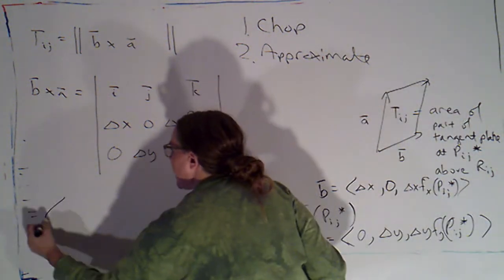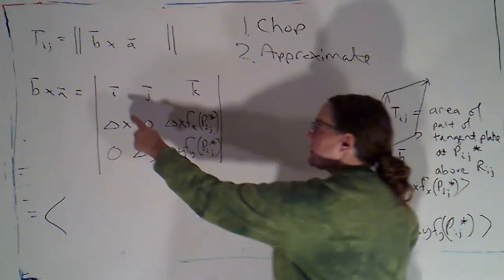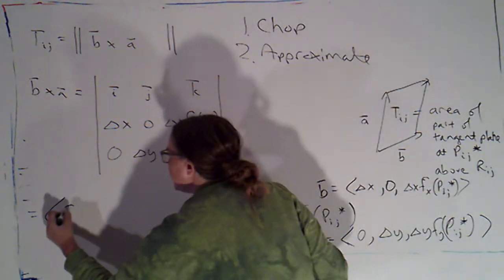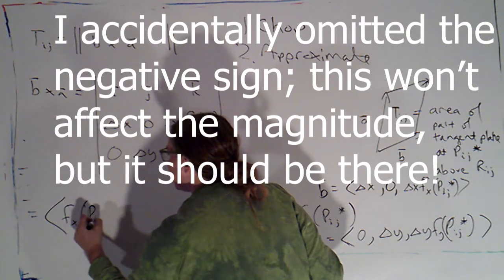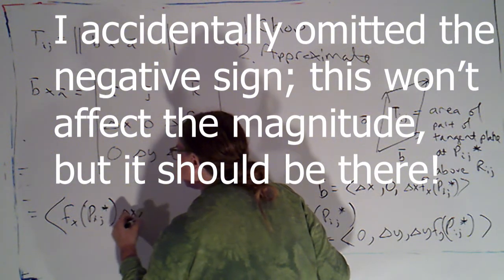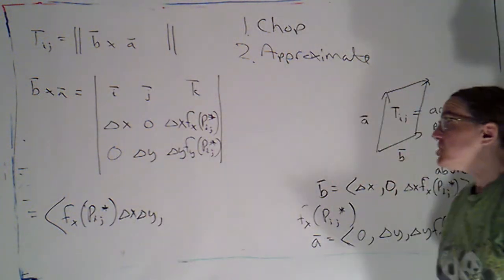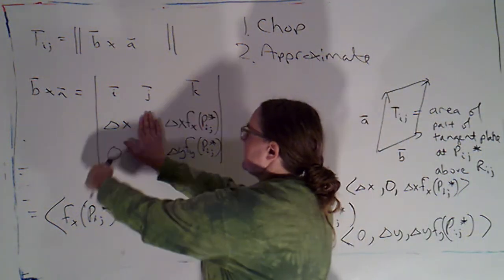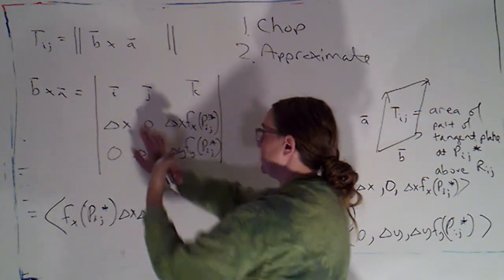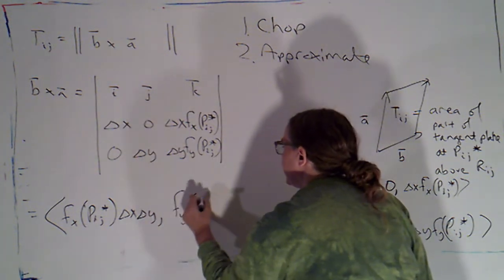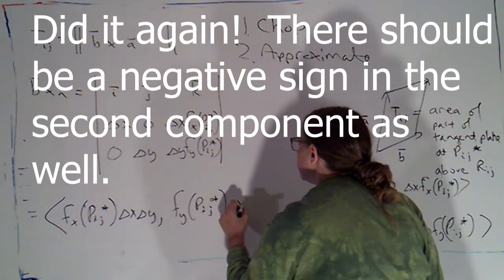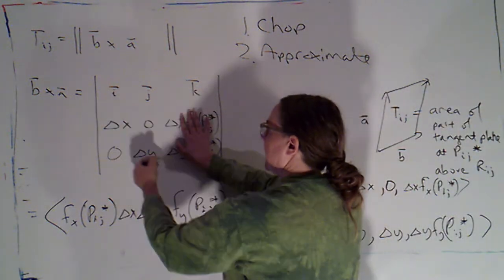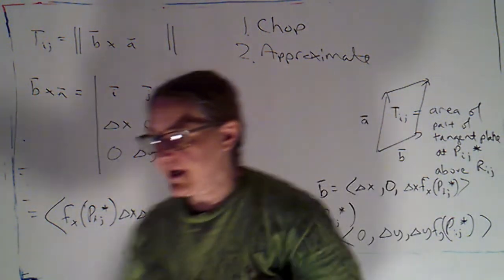So I know I'm going to get some i's, some j's, and some k's. For the number of i's, it's nothing minus this product. That's going to be f sub x evaluated at Pij star times delta x delta y. For the j's, let's remember we have to subtract that. So I'm going to do this one backwards. It's going to be nothing minus this diagonal product, which is just f sub y at Pij star times delta x delta y. And then if I look at the k's, that's just delta x delta y minus nothing.